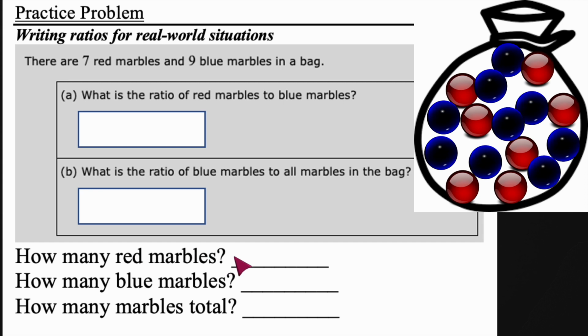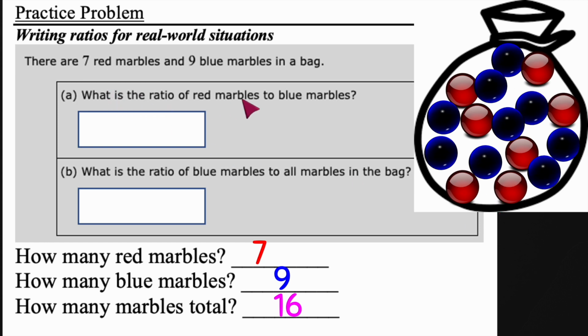We're just going to answer a couple of questions down here at the bottom. How many red marbles do we have? Well, they told me that, right? We have 7. And then blue marbles, they also told us we have 9 blue marbles. The other thing they may ask you in comparing is how many total marbles you have. So you just want to add them together. 7 plus 9, we have 16 marbles total. And we could even count that, and we would see we have 16 marbles.